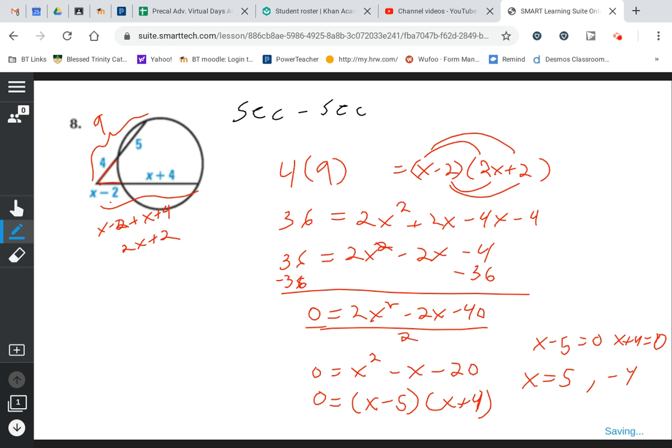And the thing is, negative 4 is not going to work because if I plug it back in for x up there, it's going to give me a negative number. We can't have negative distances. So 5 is my answer. And we see that we get 3 on the outside, 9 in the middle or inside, and that will work as well. Now, 3 times 12 does give you 36.